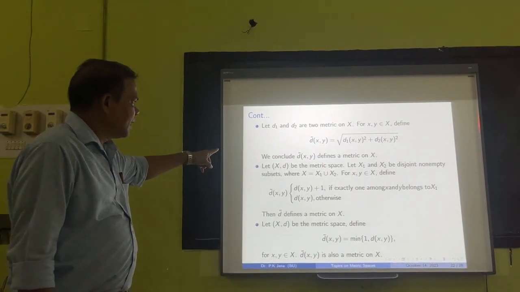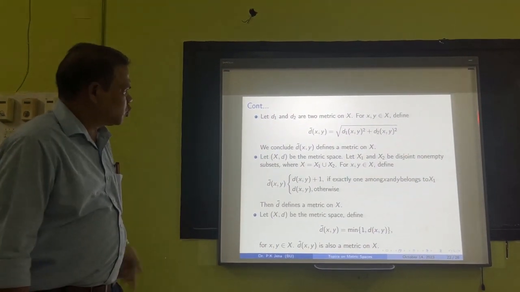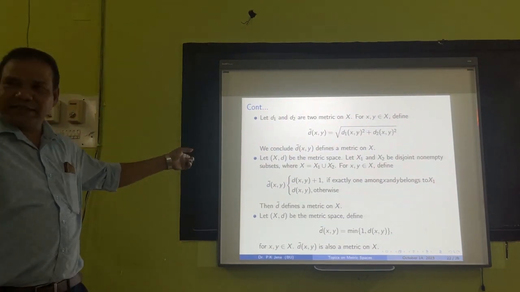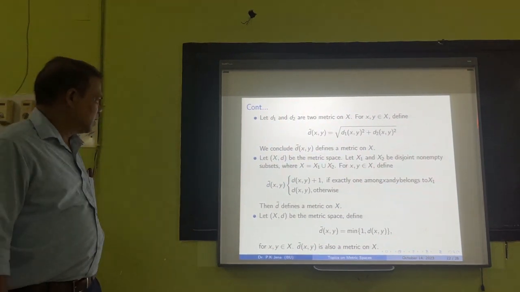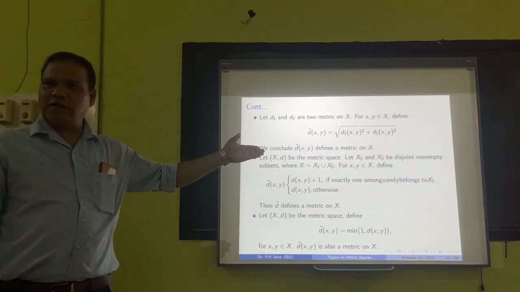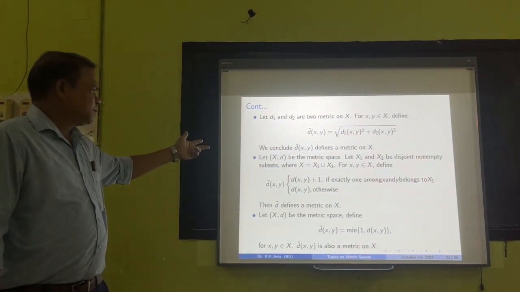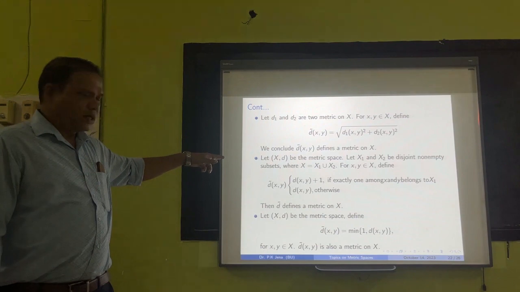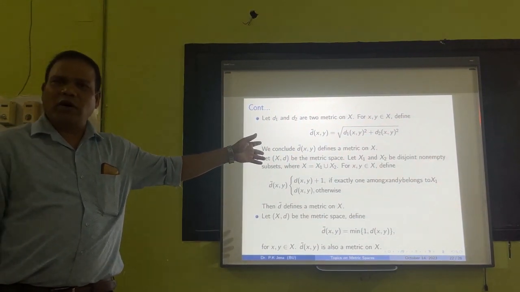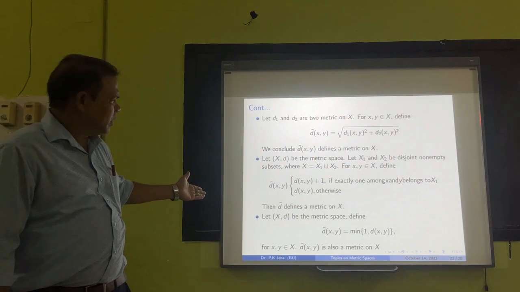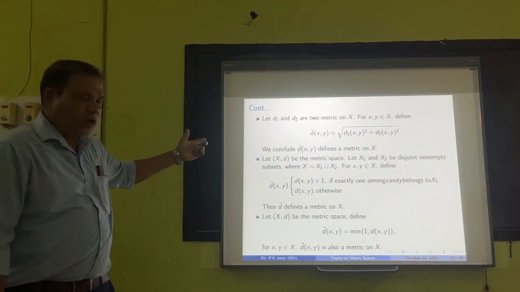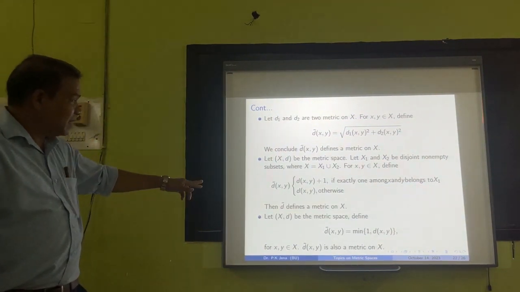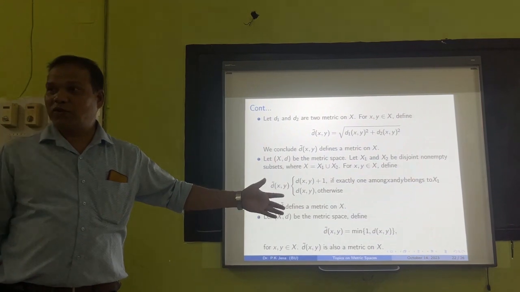Let (X, d) be a metric space, X1 and X2 be two disjoint non-empty subsets of X, where X is X1 union X2. You can define d tilde of (x, y) as d(x, y) plus 1 when exactly one among x and y belongs to X1, and d(x, y) otherwise. With this definition, the union of two sets with the d tilde will form a metric. Here I was telling about the minimum of d1 and d2. It will also form a metric.